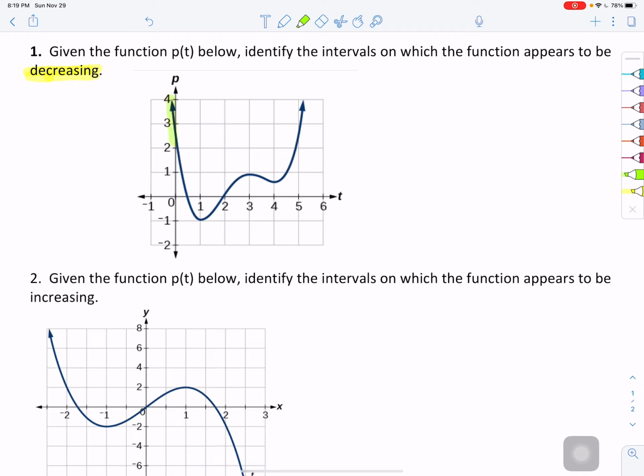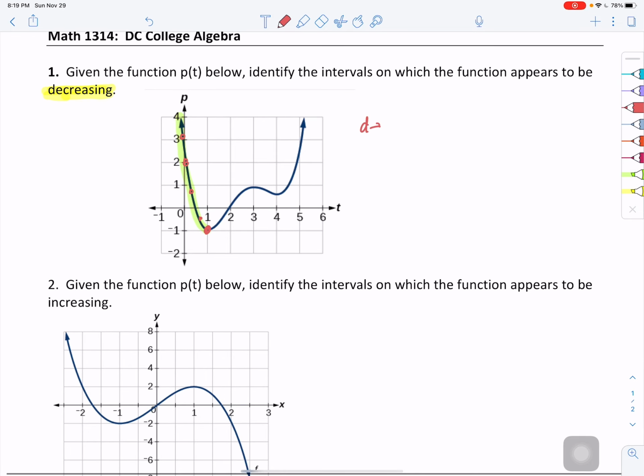Starting here, we notice the y values are getting smaller. See how moving from left to right, those y values are going down. I'm going to put a large dot there. So how do we describe that interval? And I'm going to go ahead and write decreasing here so that I don't give any other intervals. And as you can notice, that's negative infinity going all the way to 1.